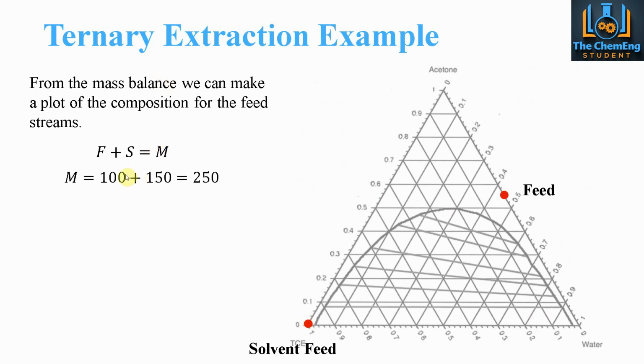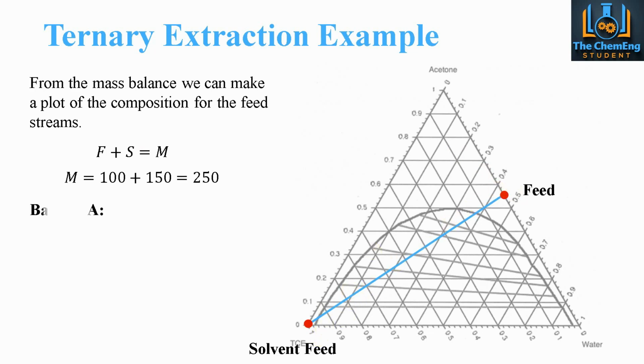Now we can determine what M is in regards to flow rate, because that's going to be the total. So that's the flow rate of the feed plus the flow rate of the solvent. That means the M flow rate is 250 kilograms per second. Now we can connect these points together, so this is like our operating line.